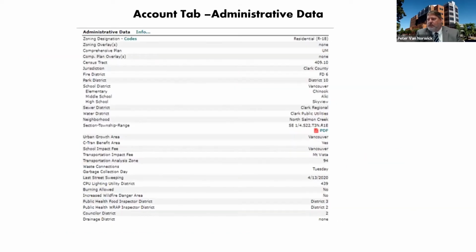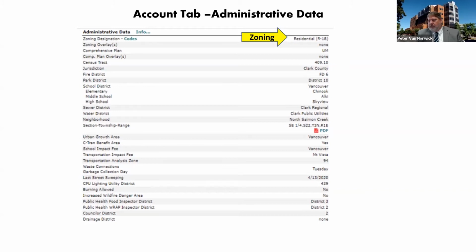So I just want to go back to the account tab, and I focus here on the administrative data. There's a lot of information on our PIC, and it comes from all the different jurisdictions around Clark County, from the cities, the sewer districts, school districts, everyone. So the first thing I want to point out to you is zoning. And zoning is really vital information, especially when you're dealing with acreage property.